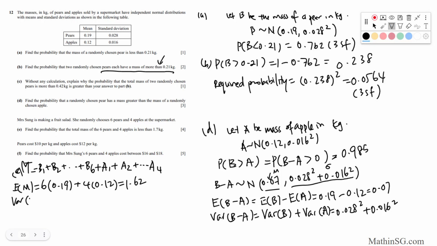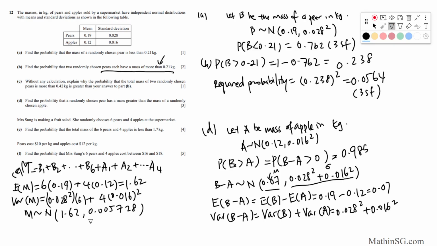Then the variance is basically you add the variance of B 6 times. So it's this. Then you add the variance of A 4 times. So basically it gives this 1.62, 0.005728. So now I'm interested to find the sum of all these mass being lesser than 1.7 kg. So type it into my GC. Okay, I'll get a probability of 0.855 when rounded off to 3 significant figures.